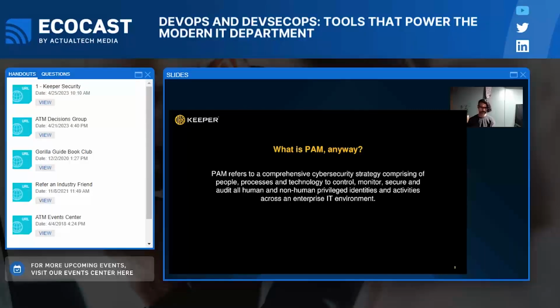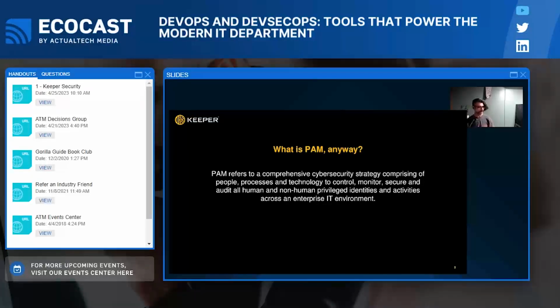But first, what about the modern IT department and how it functions? There's a terminology I hear thrown around a lot, and it's called PAM. What is PAM anyway? I do want to read this verbatim, because this is highly important. PAM refers to a comprehensive cybersecurity strategy comprising people, processes, and technology to control, monitor, secure, and audit all human and non-human actions, privileged identities, and activities across the entire enterprise. That's what PAM is.